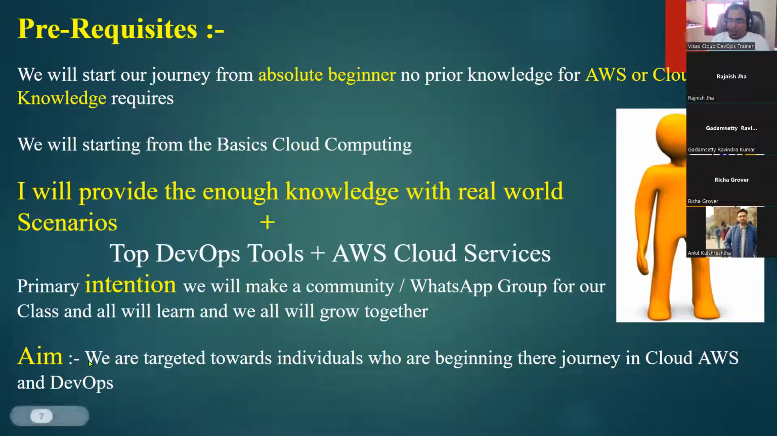Okay. I want to target an individual person. You are all individual persons, or if someone knows each other, right? I want to target an individual person who wants to learn or who wants to start their AWS and DevOps journey. I want an individual person or a group of 2 or 3 persons who want to learn. That's my intention. And that's the prerequisite. I don't need any experienced person. If you have experience, it will be good, but I will teach from the starting onwards, each and everything.